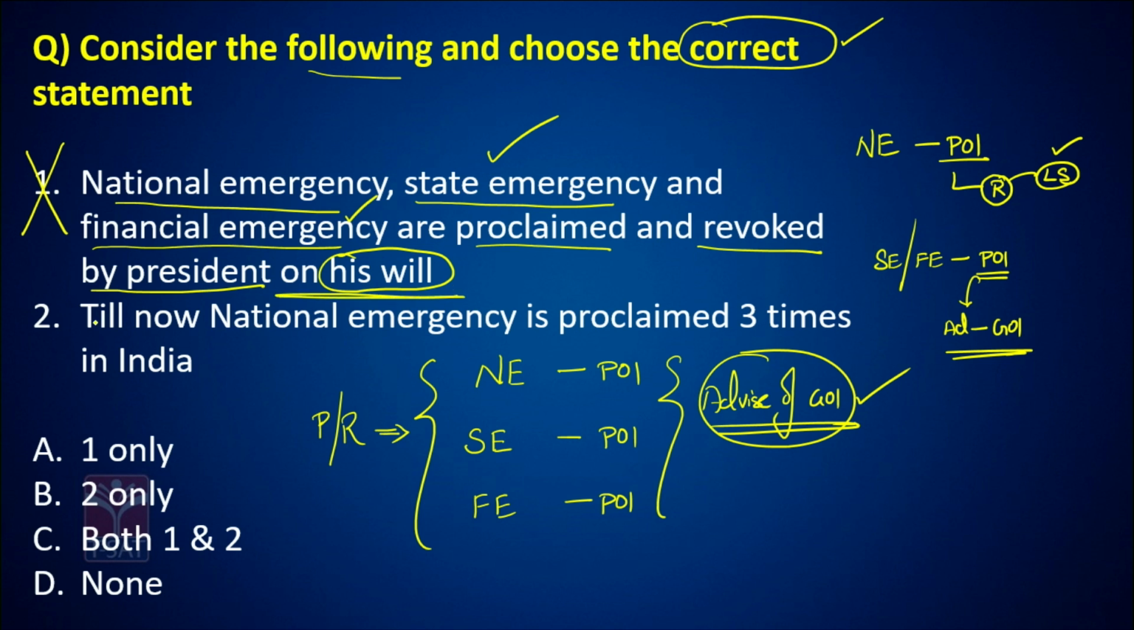Now look at this. Till now, national emergency has been proclaimed 3 times in India. Absolutely correct. Answer is B. Now can anyone tell me in which years the national emergency has been proclaimed till now? Yes, there are 3 times.